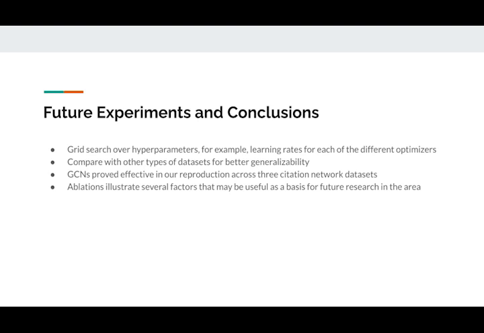In summary, our reproduction of the GCN paper confirmed the original findings and allowed us to explore potential improvements to the model. Our ablation experiments show how different aspects of the GCN model may influence performance, which can be the subject of further studies and experiments.